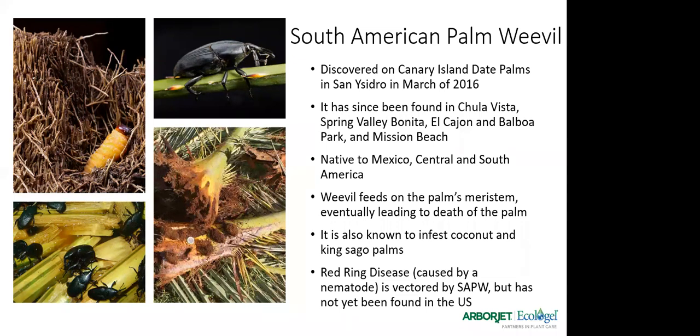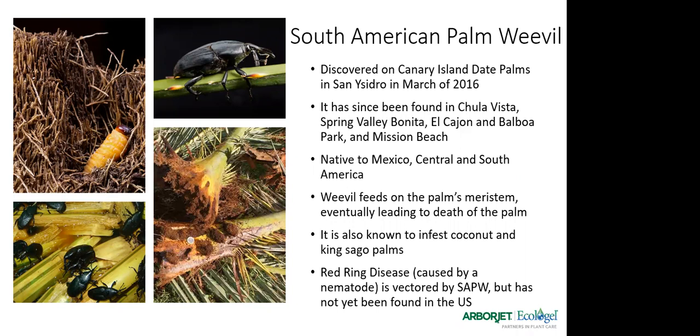So the South American palm weevil came up out of the south. Right now, it's pretty much still just in Southern California, pretty much as far north as kind of the Mission Beach area. The problem with this one in particular, this weevil feeds at the meristem, so it can pretty quickly kill a palm by just eating out the main meristem, and then the palm dies. So we have to stay on top of this one kind of quick.